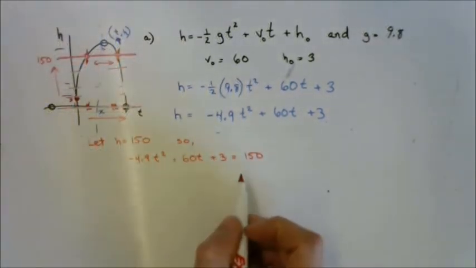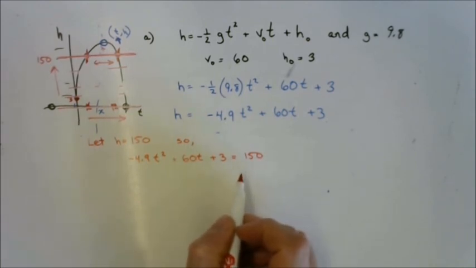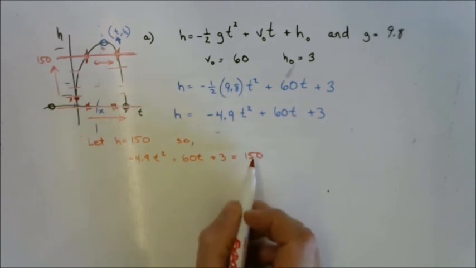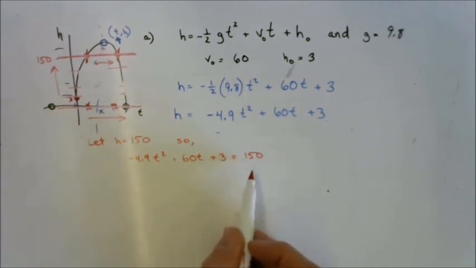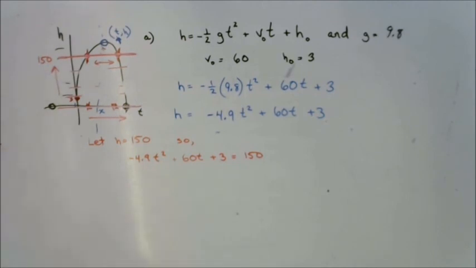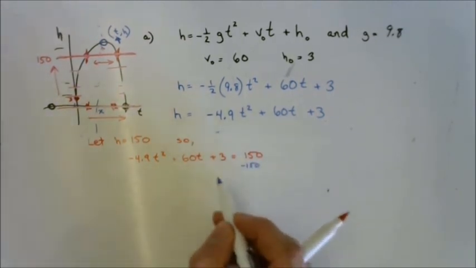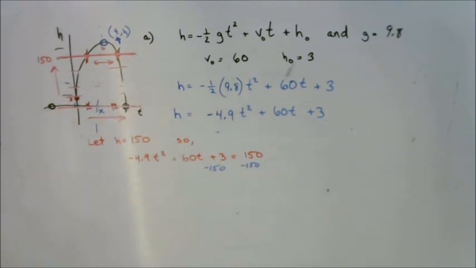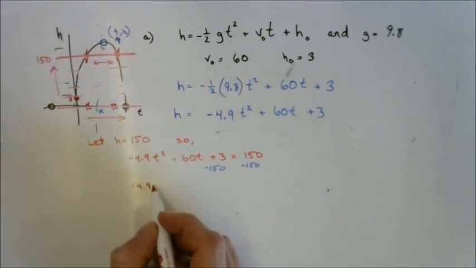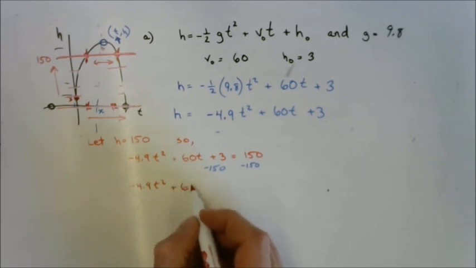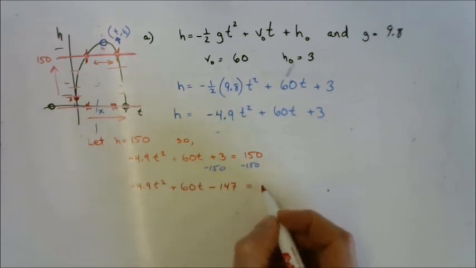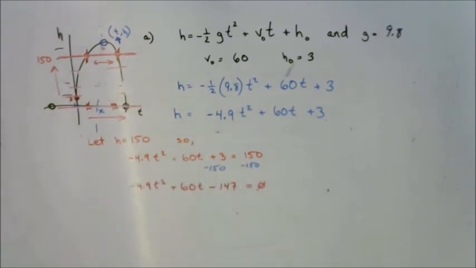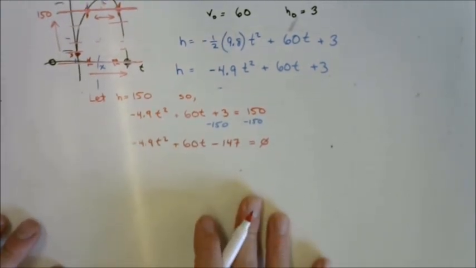Since we know t, would we just... This is now not in standard form. So in order to solve this, in order to either factor it or use the quadratic formula, I need to have it equal to 0. Well, how do I do something fair? Rearrange this so that I have 0 on the right and all my other stuff on the left. Minus 150. I'm going to subtract 150 from both sides. Okay? So I'm going to have negative 4.9 t squared plus 60t minus 147 equals 0.